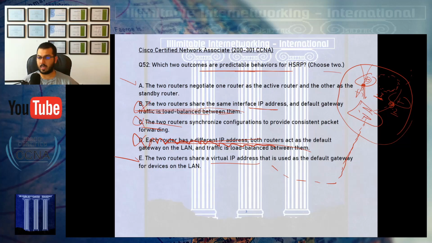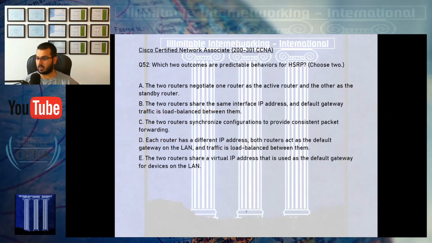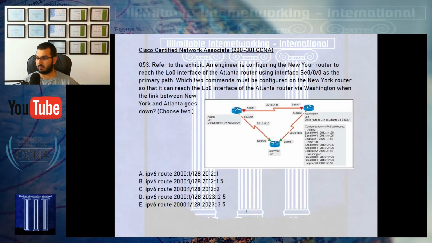Okay, so my answers will be A and E for question 52. For question 53, okay, there is a topology with some serial cables and an IPv6. Refer to the exhibit, which is this one.